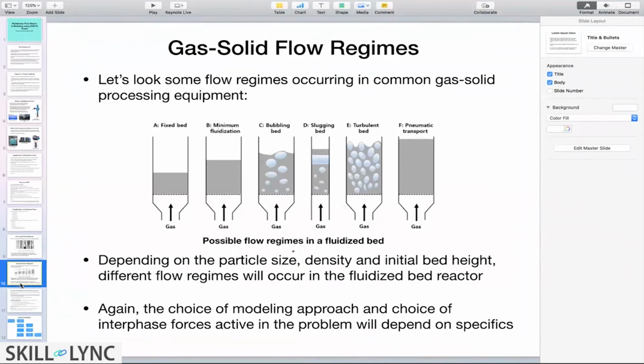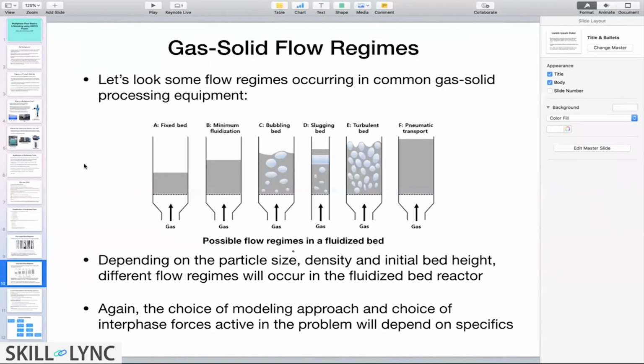So going on, let's look at some of the flow regimes that we might see in a fluidized bed for gas solid flow, right? What we see here is a bed of solid particles, and we inject gas from the bottom. Again, we see a lot of different flow regimes depending on my gas flow rate in the system, right?